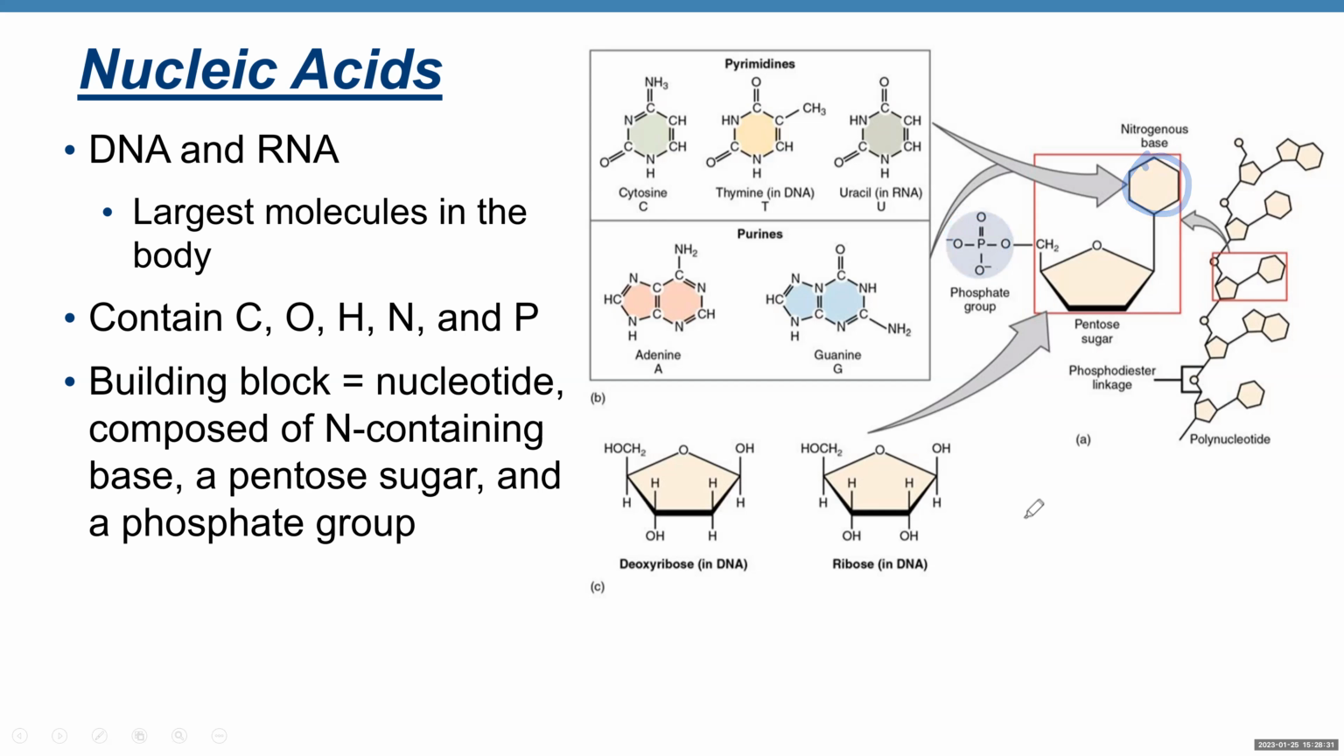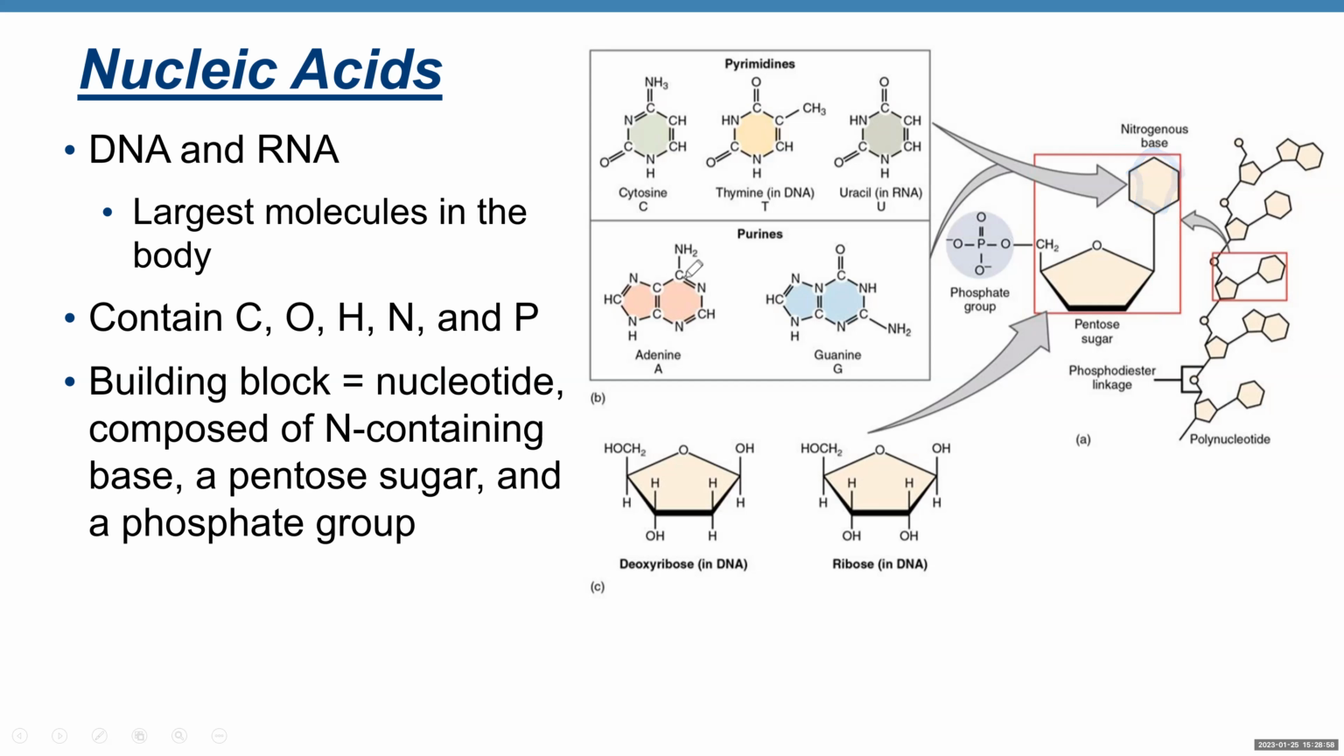Now, if we're talking about DNA, the sugar is deoxyribose. If it's RNA, the sugar is ribose. But those nucleotides, part of the nucleotides is the same. Sugar and phosphate group are always the same in DNA, and sugar and phosphate group are always the same in RNA. But what is different is the nitrogenous base.